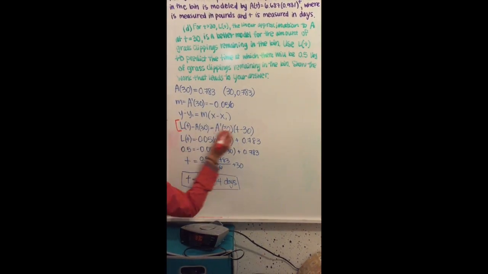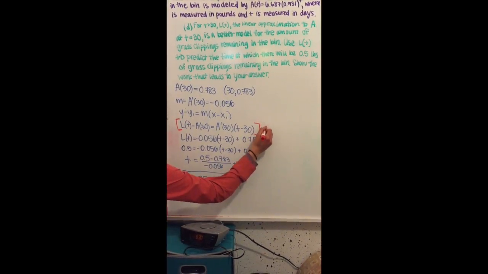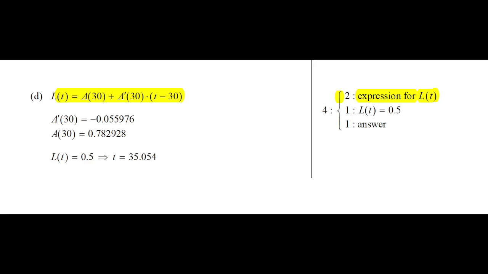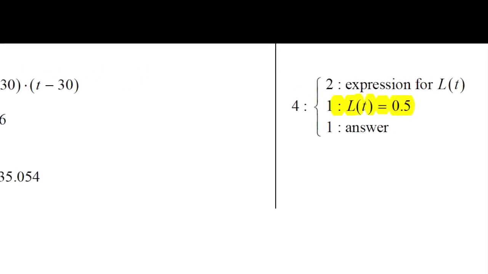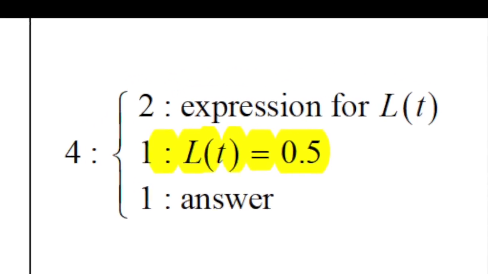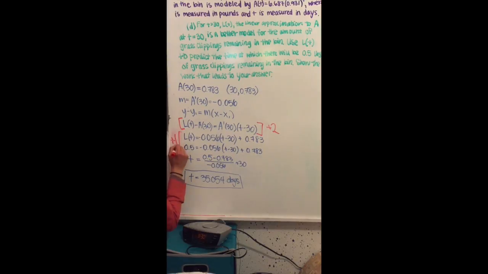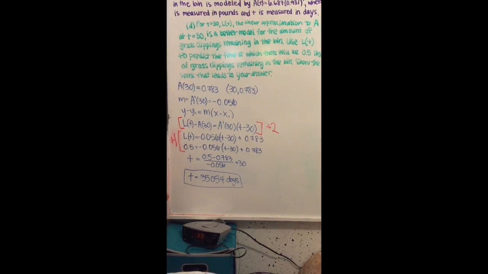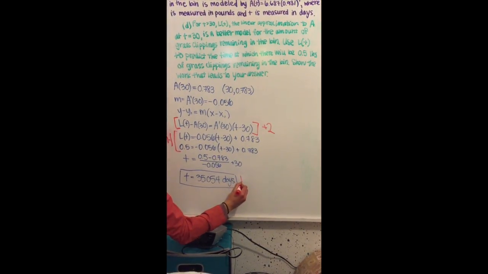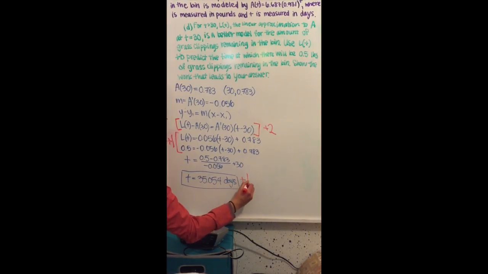You get 2 points for having an equation, including A prime of 30, which is the derivative or the slope of the linear line, and knowing that A of 30 is a point on the line, including L of t is equal to y. Now you get 1 point for writing L of t equals 0.5, or plugging 0.5 into L of t in the equation, and then you get a point for a correct answer rounded to 3 decimal places.